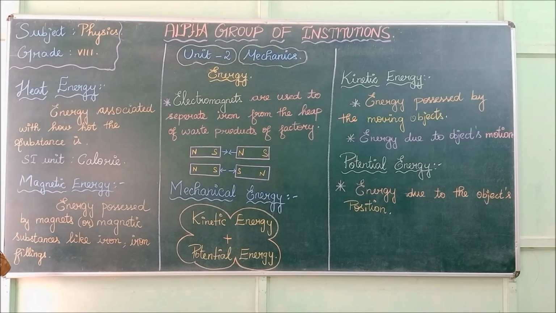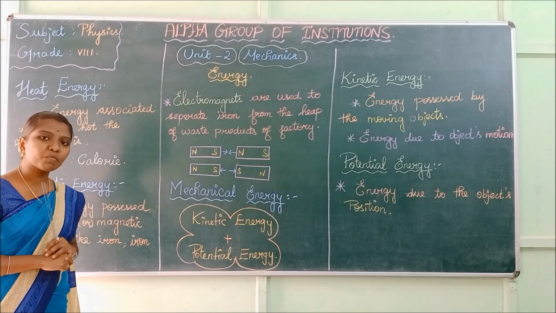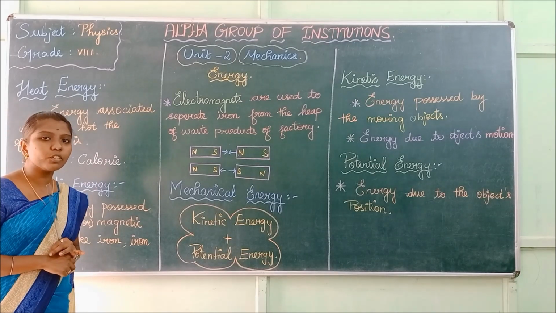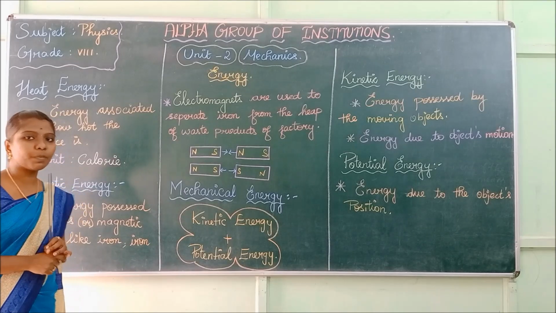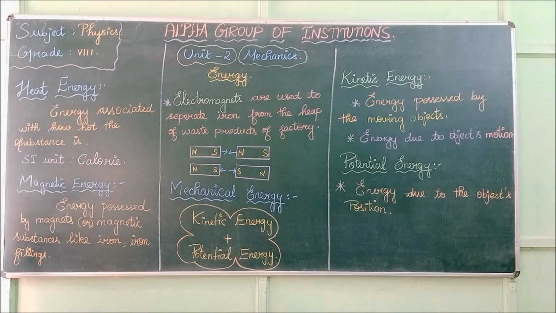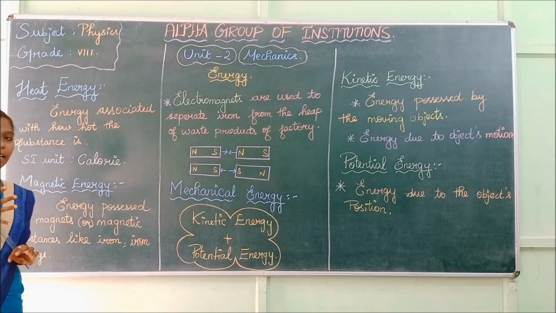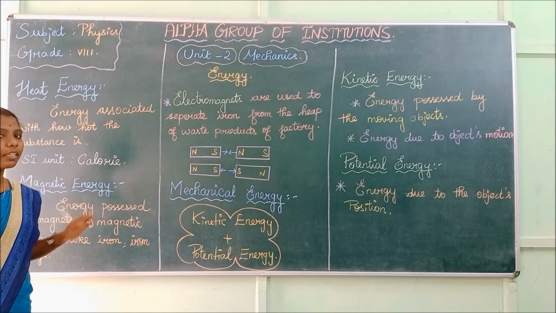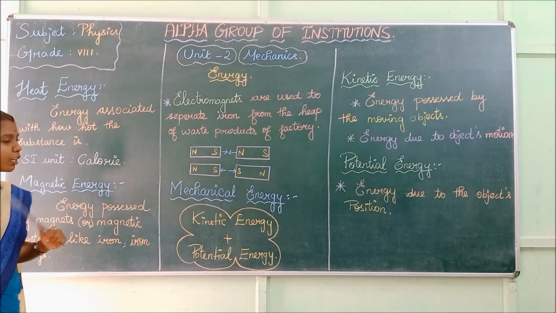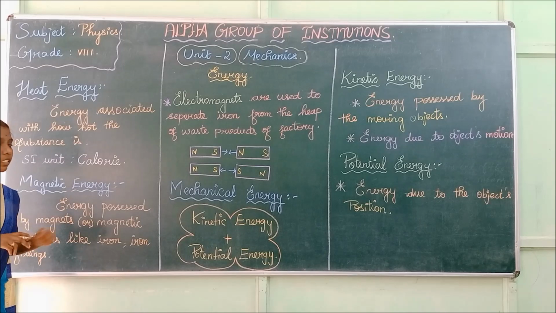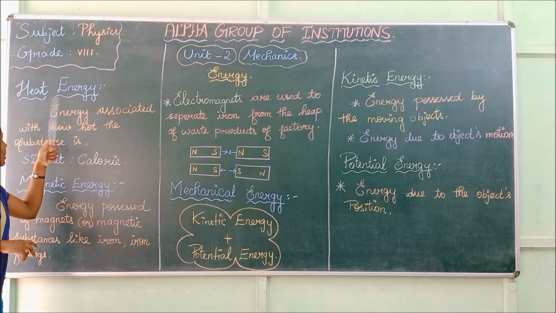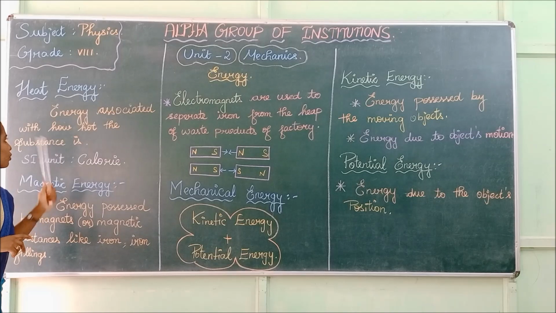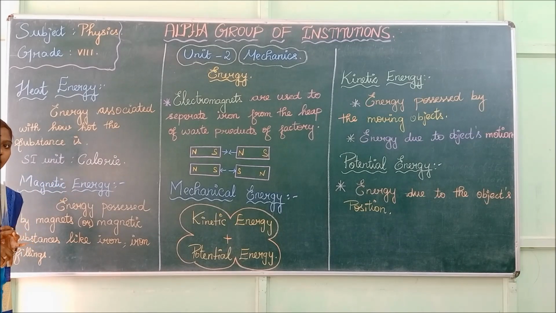The SI unit of heat energy is the calorie. As I have said before, energy is also measured in calories. The chemical energy produced while taking in food is measured in calories, and heat energy is also measured in calories. What is heat energy? Heat energy is energy associated with how hot a substance is.